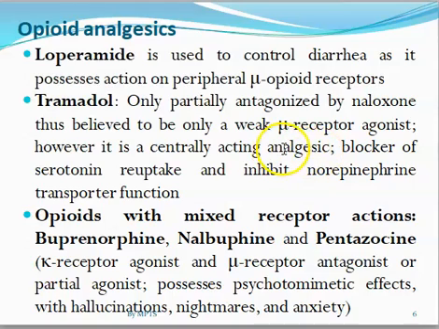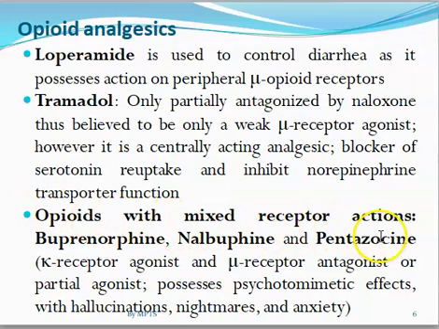Tramadol is a weak opioid agonist, but a central acting analgesic. It is a blocker of serotonin reuptake and inhibits the norepinephrine transporter function. It is a weak receptor agonist, but it is partially antagonized by naloxone. That's why we bring it in opioids. Now, some other drugs which maybe I've not talked about, like pethidine. There are very many others which I'm sure you have.